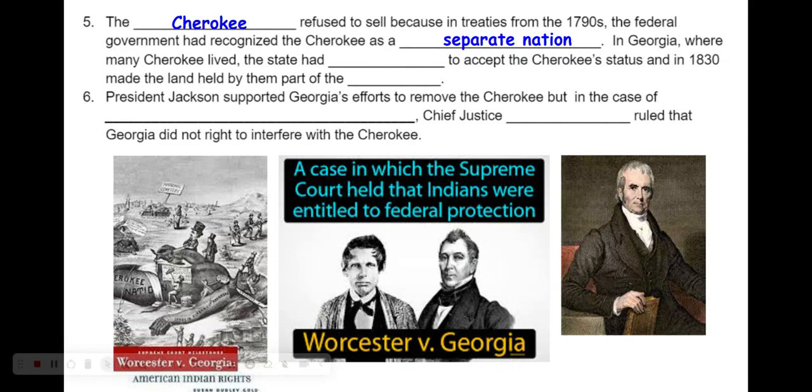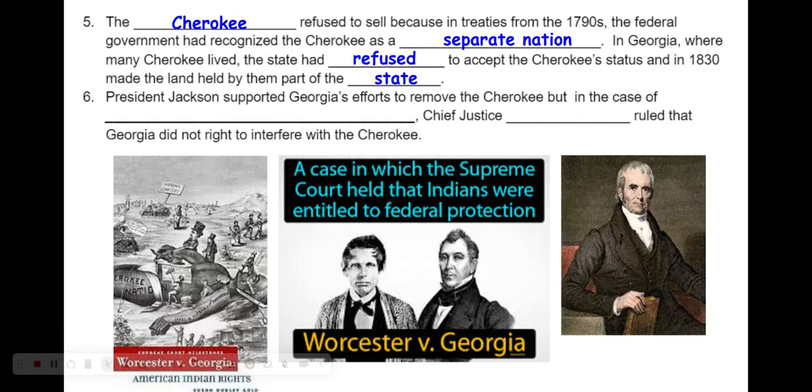In Georgia, where many Cherokee lived, the state had refused to accept the Cherokee status, and in 1830, they had made the land held by them part of the state. In other words, their land was taken from them.